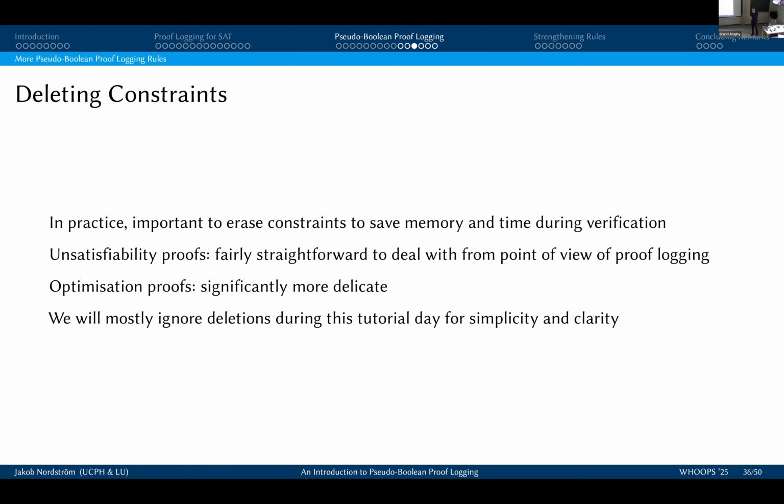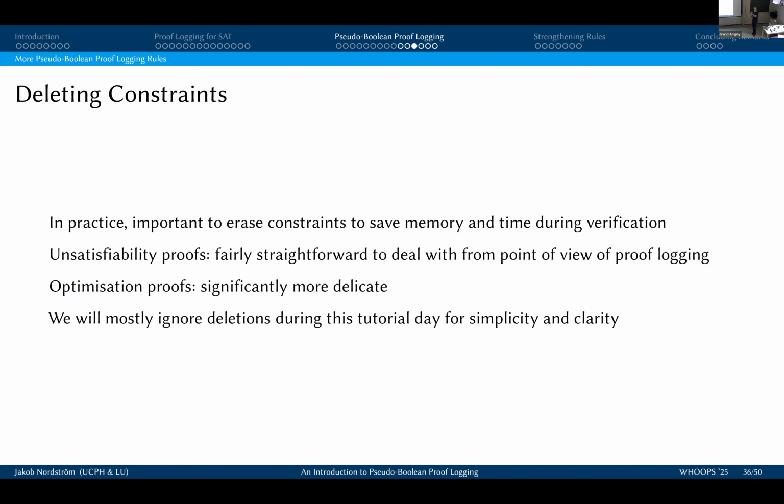One thing that I'm omitting is that in practice, if you keep going and generate more and more constraints, then it will become costly to keep track of these constraints after a while. So it's important to delete constraints. For unsatisfiability proofs, deletion doesn't pose too much of a problem. If you're doing a proof for an optimization problem, then you have to be really careful. I'll mostly ignore this for now. We'll mostly ignore this during the whole day. I think we'll hear a little bit about it when Andy Oertel gives his talk about preprocessing.